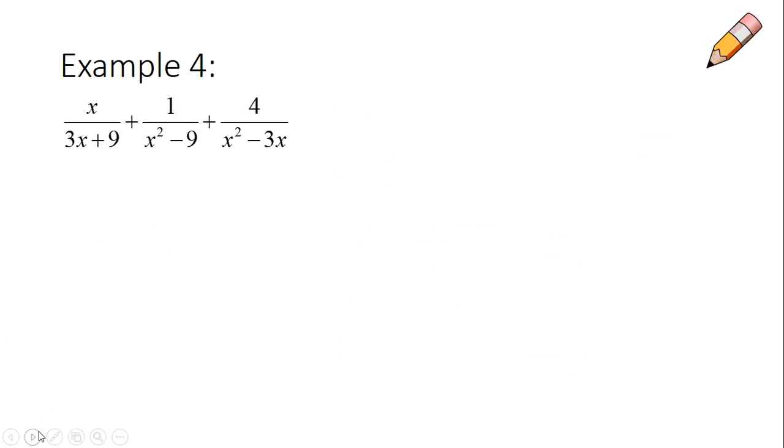Okay, let's look at the fourth and last example, ladies and gentlemen. This one has 3 fractions. Don't worry, it's okay, we're still going to do this same strategy. Anytime, before I make common denominators here, I want to make sure there's nothing that I can factor. But I see all three of these, there's something I can do to break them apart.